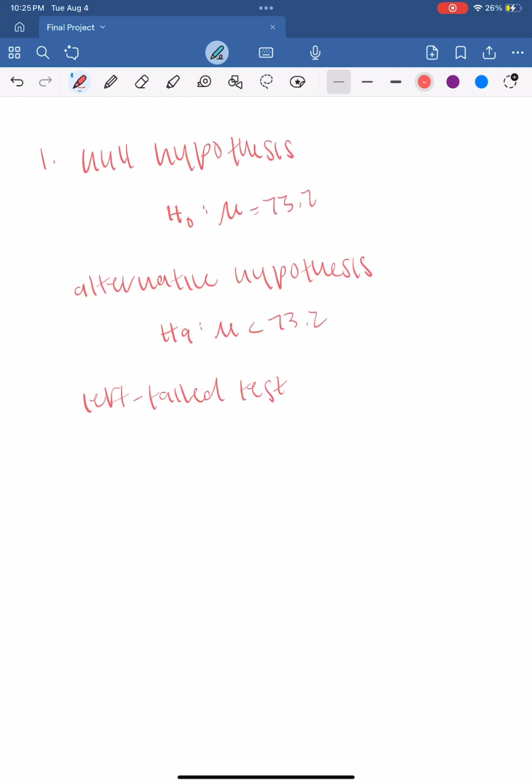The first step is writing the hypothesis. The null hypothesis says the population mean is equal to 73.2. The alternative hypothesis says the population mean is less than 73.2. Since the alternative hypothesis uses the less than symbol, this is called a left-tailed test.